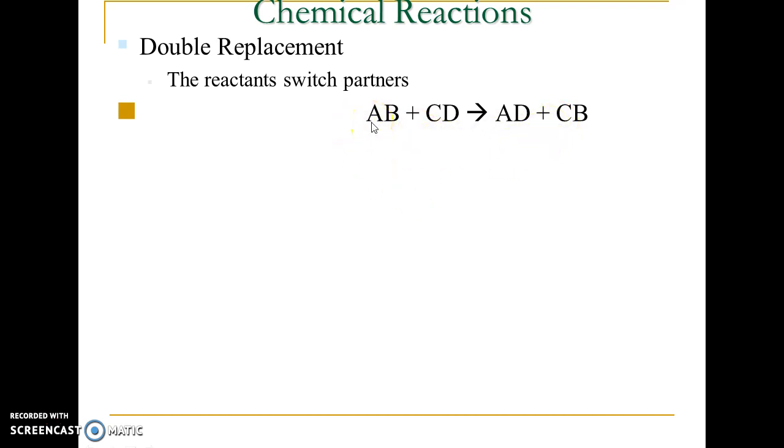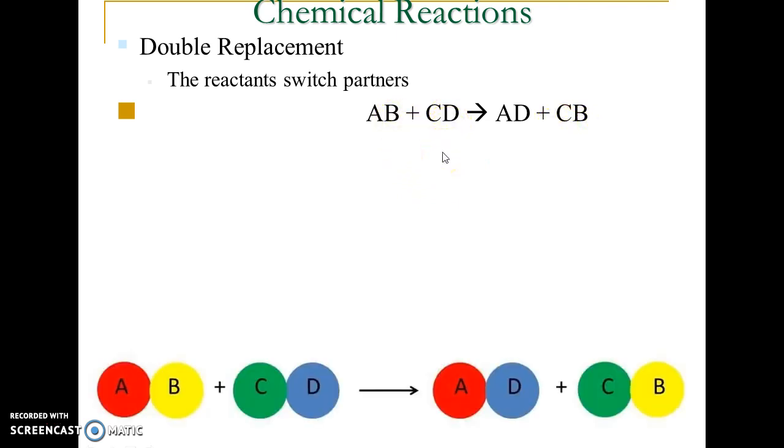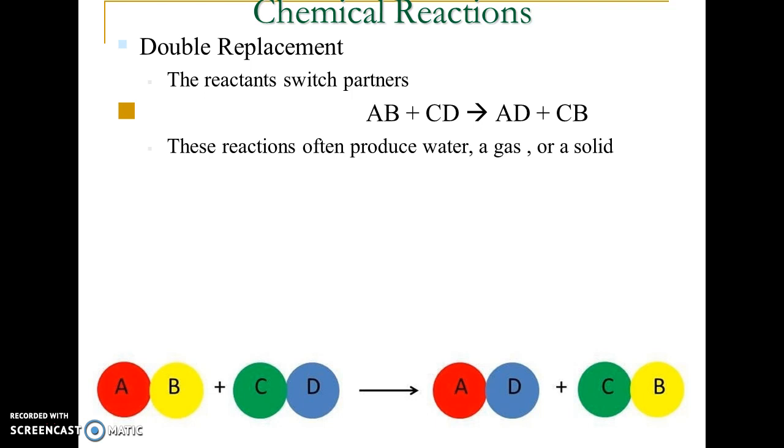Notice how as a reactant, your A is paired with B. In the products, though, A is paired with D. Here we have C is paired with D, but in your products you have C is paired with B. So the two elements that switch places are the B and the D element in this general equation. Often these reactions will produce water, or a gas, or a solid. When we get into predicting products for double replacement reactions, we will talk more about the production of water, gases, and solids.